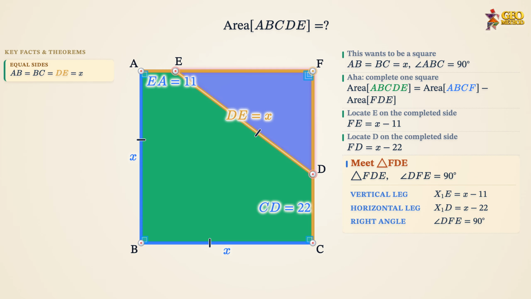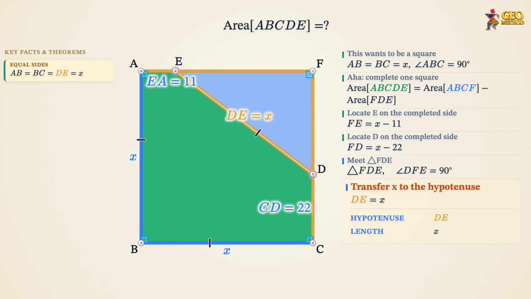The removed corner is right triangle FDE, with perpendicular legs segment FD and segment FE. The third equality strike is on segment DE, so the hypotenuse of this corner triangle is the same x as the square side.